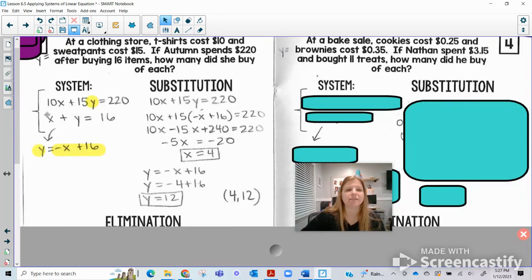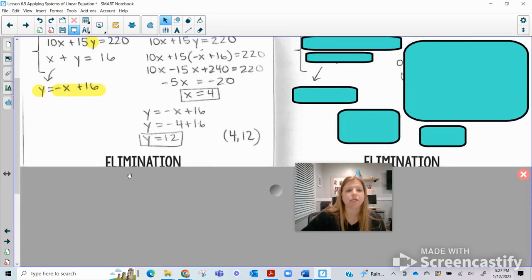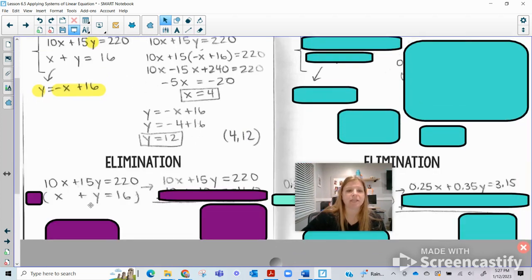If I was to take this system, 10x plus 15y equals 220 and x plus y equals 16, I might say, hey, they're both in standard form. Let me solve this by elimination. So to solve by elimination, I would set them up and I would notice that I can't just add or subtract them the way they look. They don't have coefficients that are like or opposites, but we can make that happen.